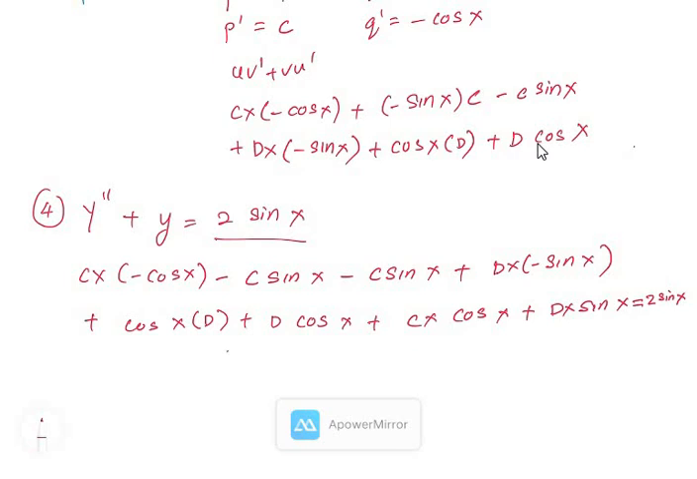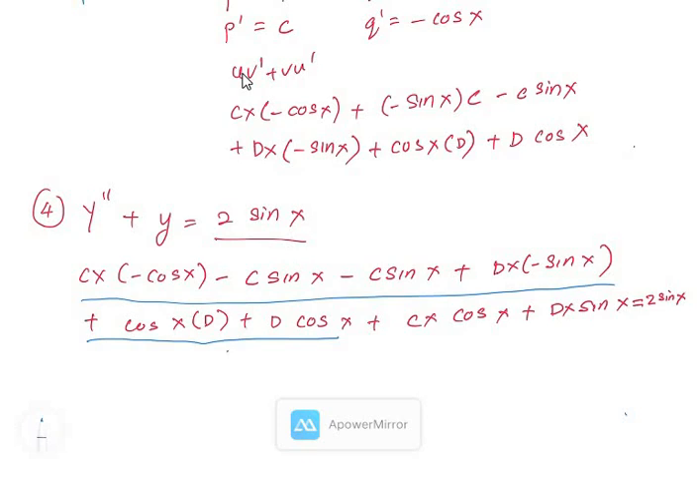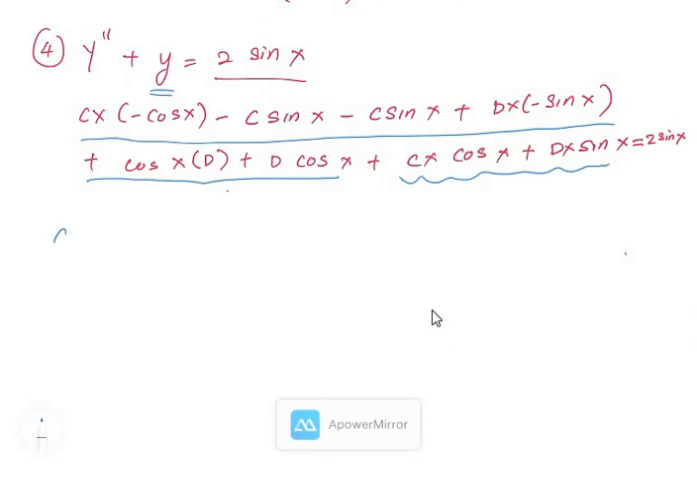Okay, so this front one, the first part, is the y double prime. Okay, this one is y double prime, and this one is y. The first one is y double prime. So now you can compare the coefficients. You compare to 2 sine x.